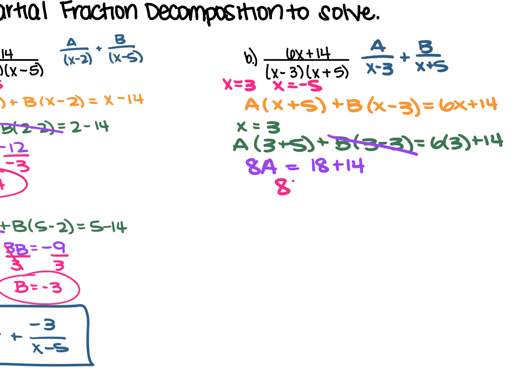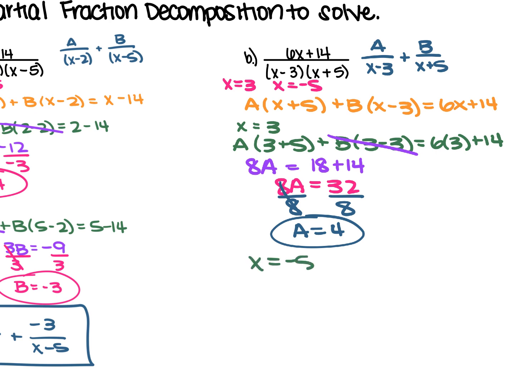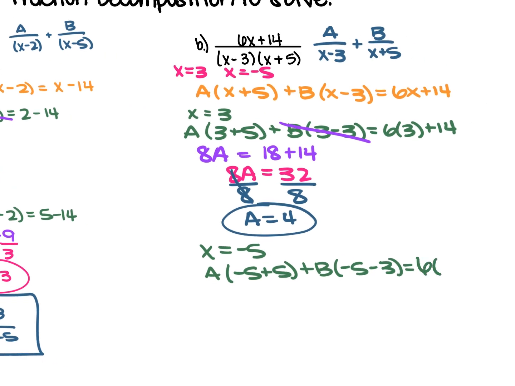So 8a is equal to 32. You would divide both sides by 8, so a is 4. And then we've got to go back in with -5. So it would be a times -5 plus 5 plus b times -5 minus 3 equals 6 times -5 plus 14. The a cancels out.